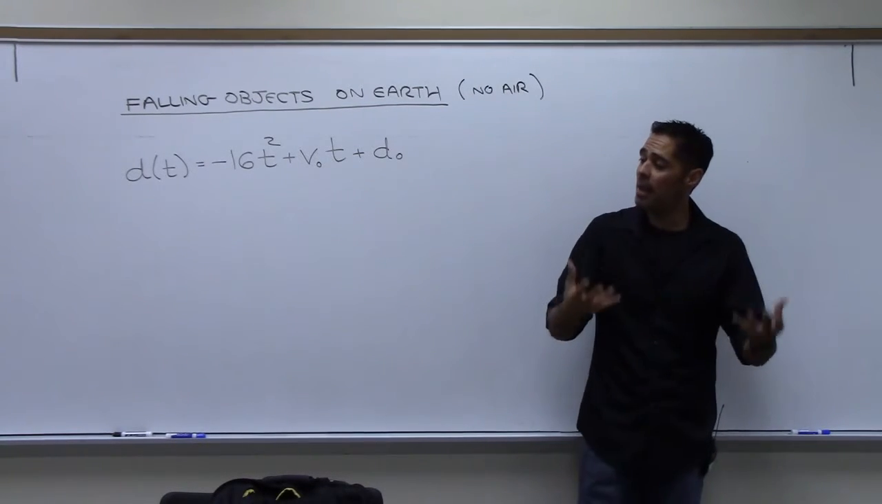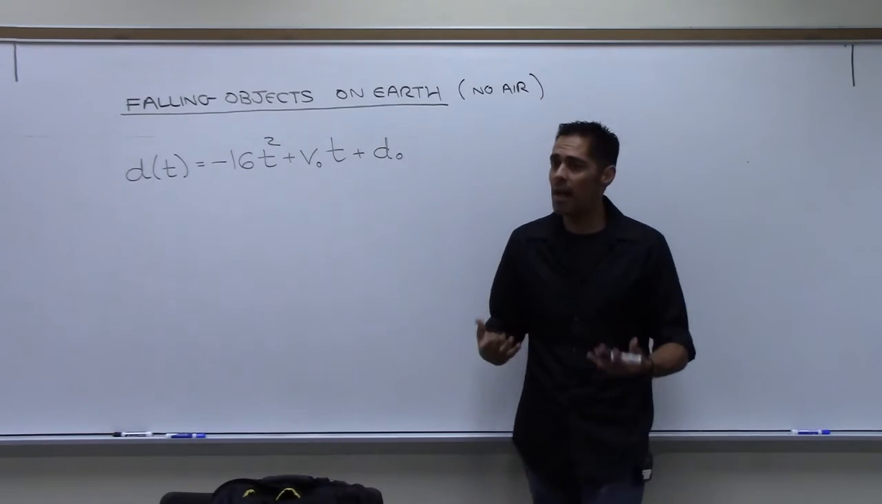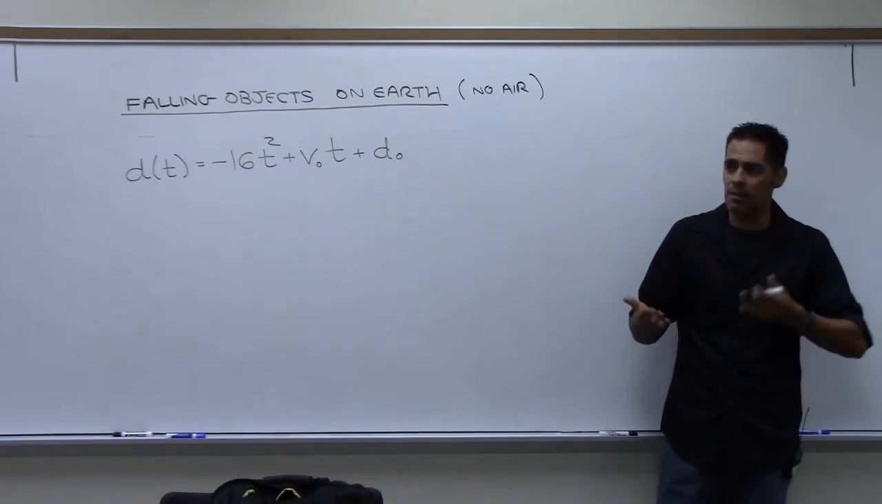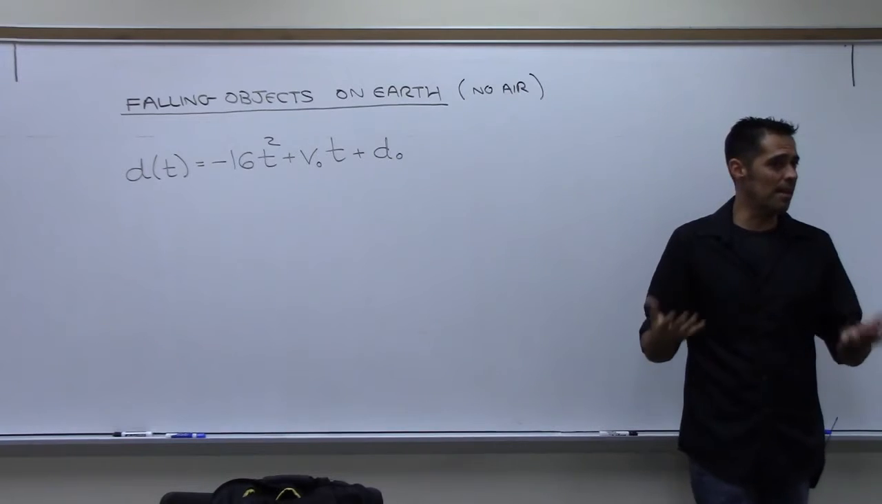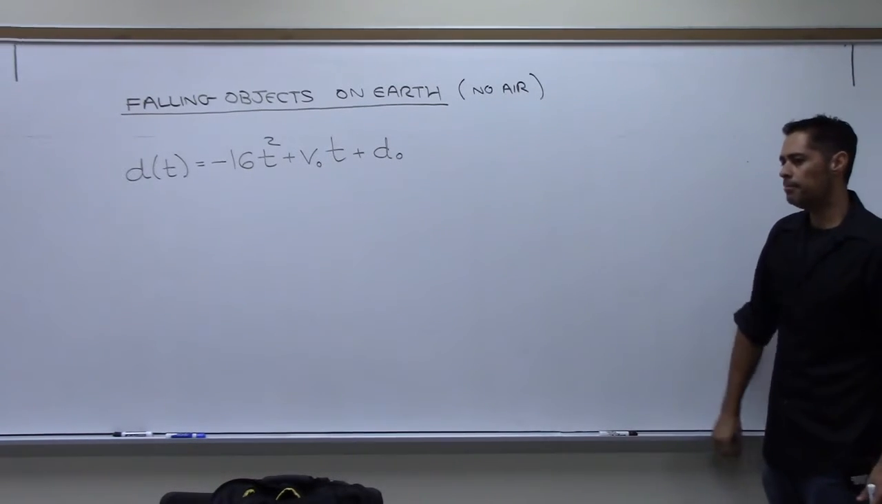Then later on you add in the air. Then later on you add in the humidity. Then later on you add in what the object is, the texture of the object, right? What's the difference between a feather and a piece of paper? So there's a lot of dynamic things that could be happening. But it just gets very complicated. So we start here. All right?